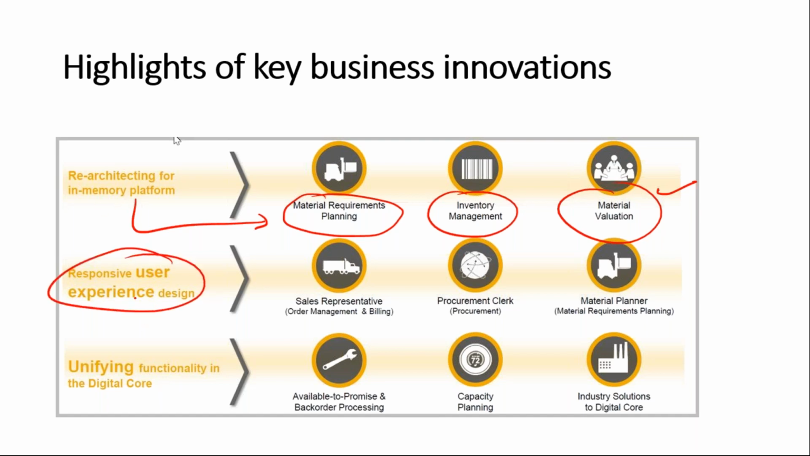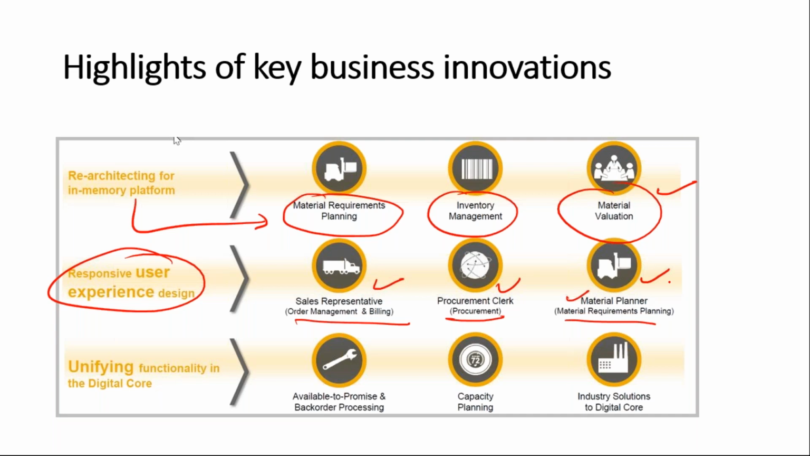When it comes to the user experience, there are three basic core modules which get benefited: the sales representatives, who handle the O2C process; the procurement clerk, who works on the P2P, procure to pay process; and the material planner and whoever is handling the production side, who work on plan to production. Planning to production is happening in one section.